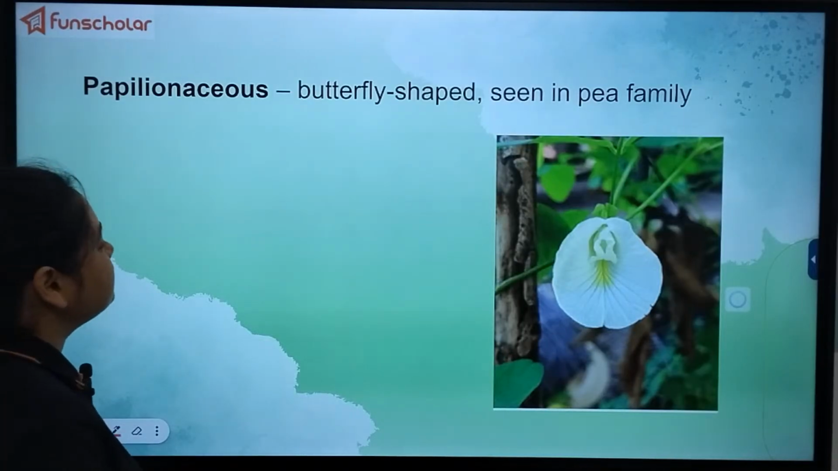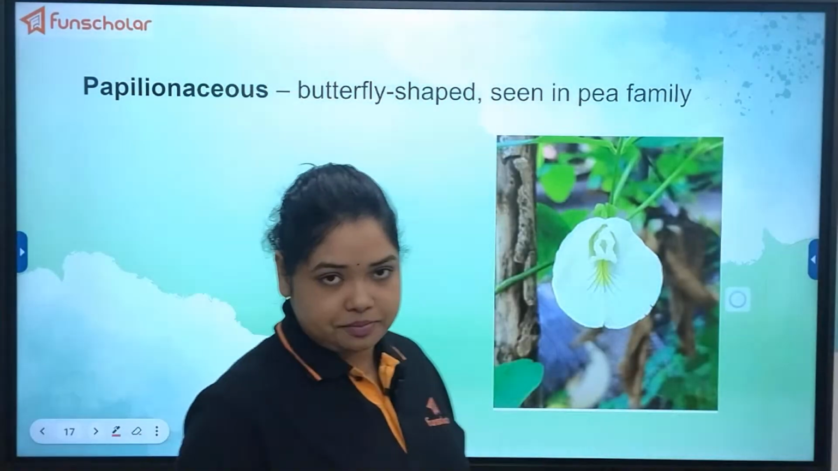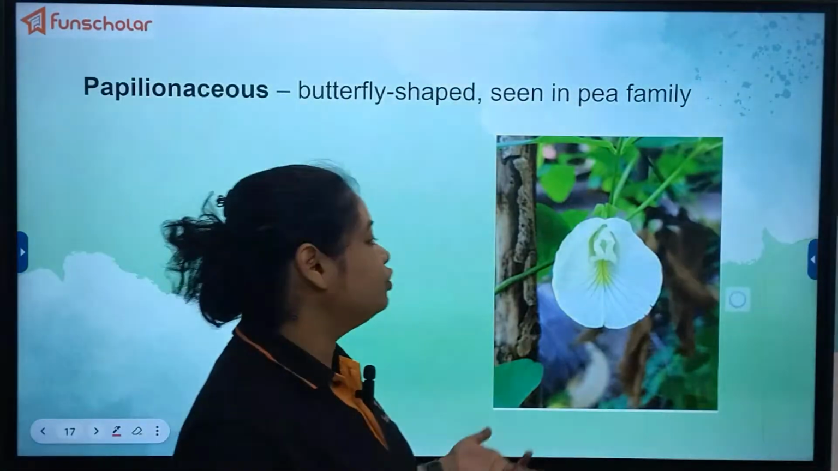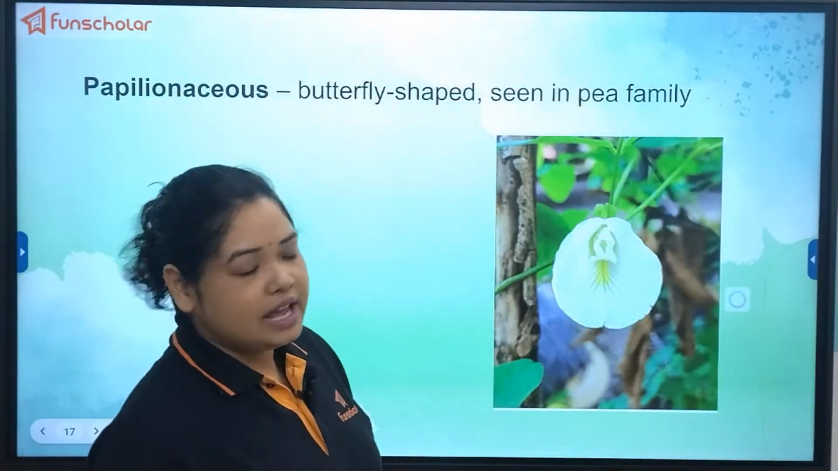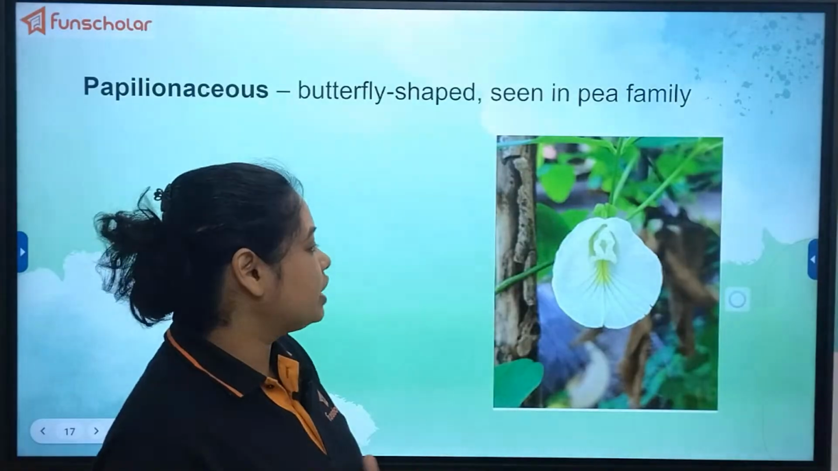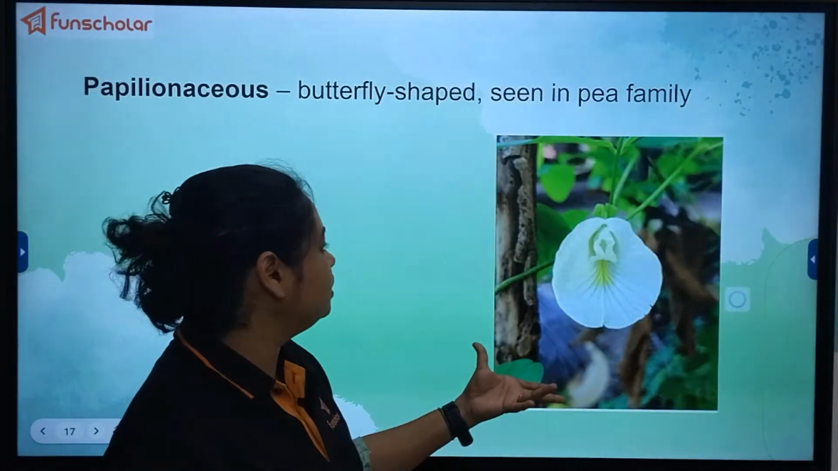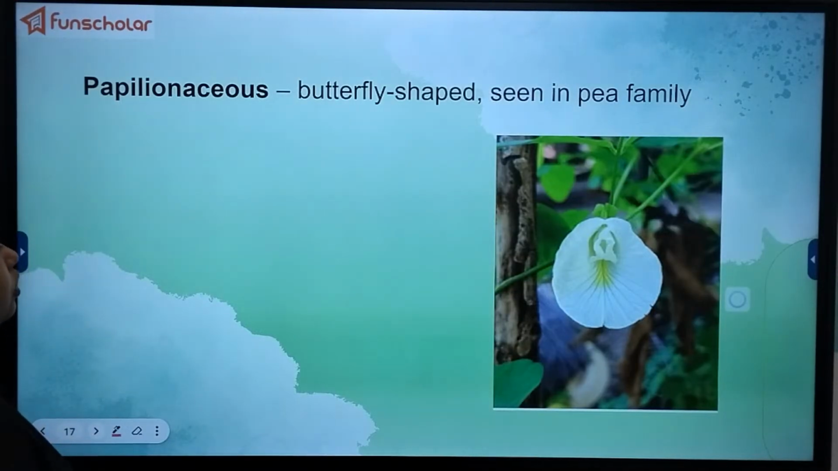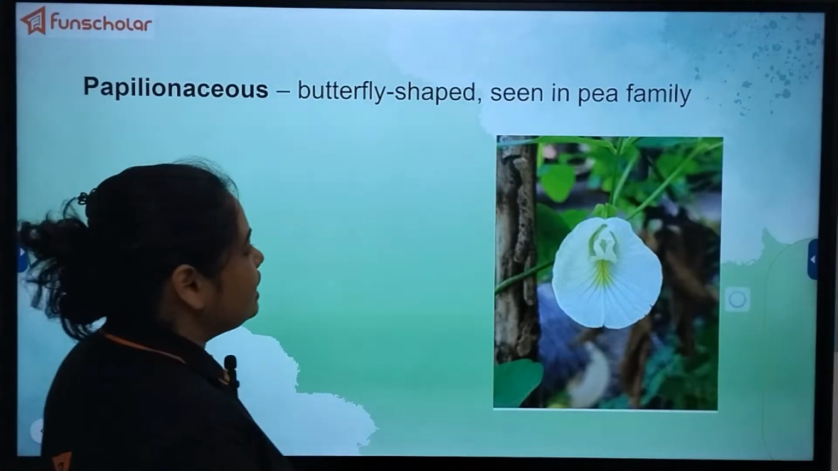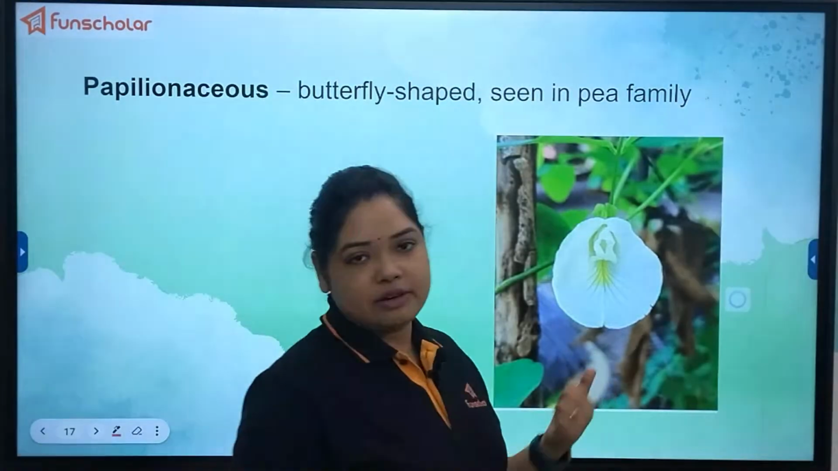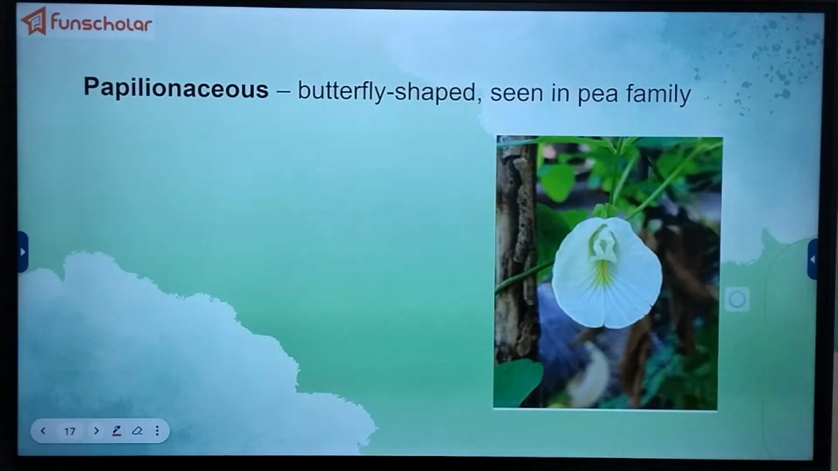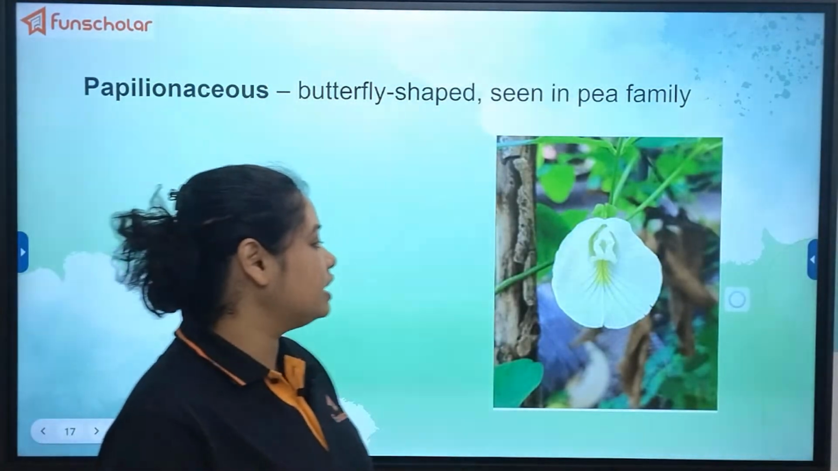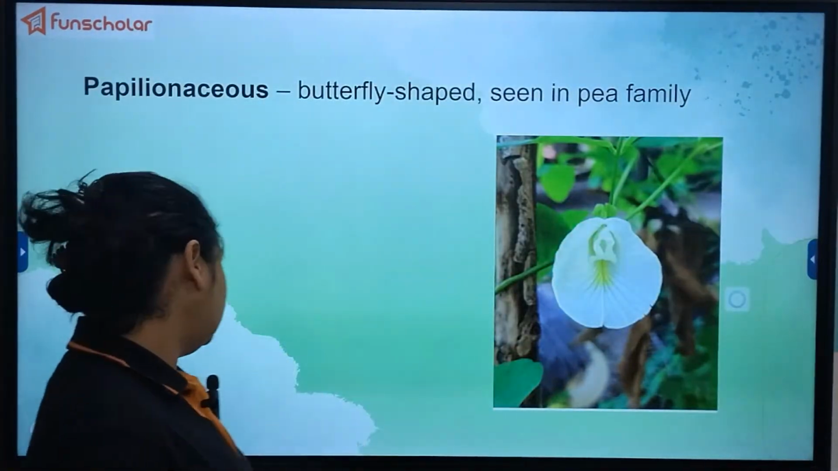And papilionaceous means the butterfly shape. Here there will be 4 to 5 petals, and they will come together to form the papilionaceous type of corolla, that means the butterfly shaped corolla, and it is found in the pea family. Pea family is also known as papilionaceous family because it contains this type of corolla.